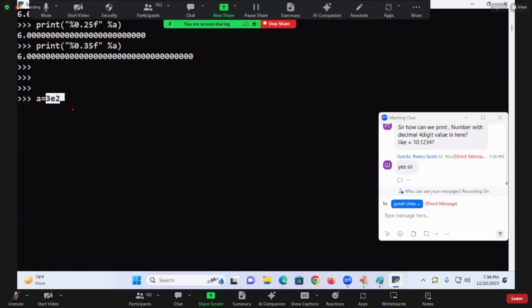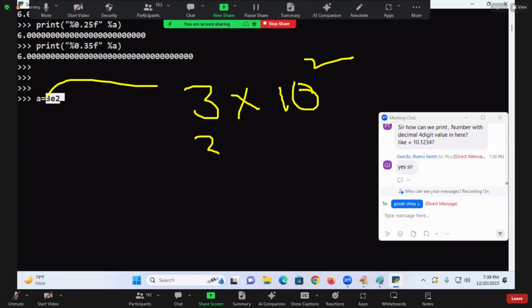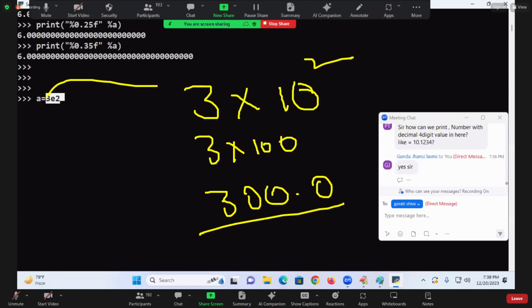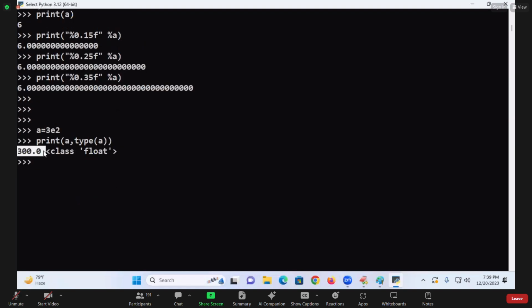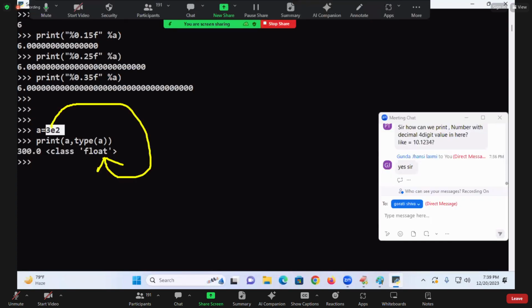3E2. What is the 3? Mantissa. 3 into, what is the E? 10 to the power of what? What is the answer now? 300.0 is the answer, because scientific notation data is always floating point data. For this reason, I want to tell you: print type of A. What is the answer coming? 300.0. This is called scientific notation, for representing float data.